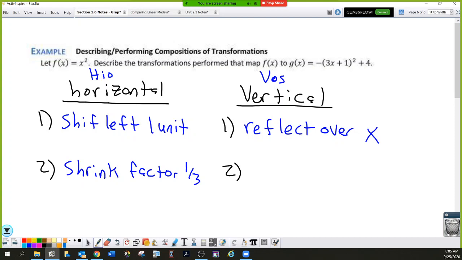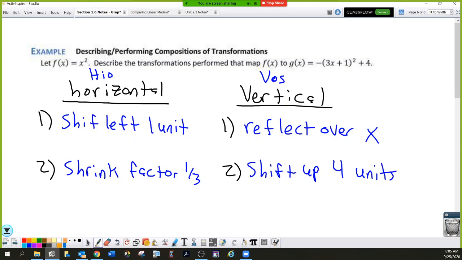And then the +4 on the outside. Addition and subtraction is always a shift. Outside, same. So is that shifting up or down? Up. So shift up 4 units. There you go. So that is an accurate description of how that thing is different.